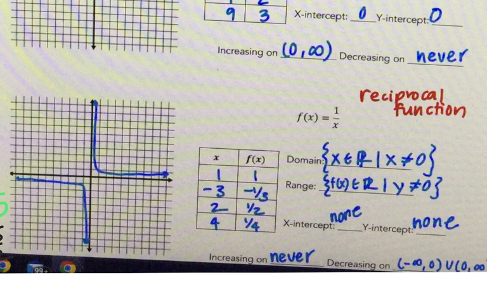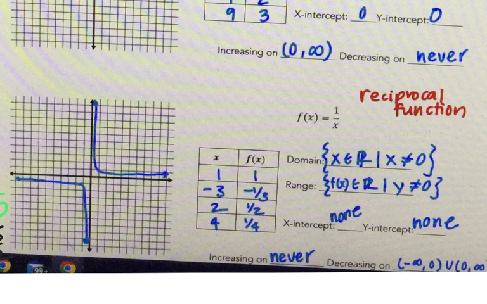Why is my domain not all real numbers? Am I taking the square root of a number? No. Could I divide by 0? I could. I could have that issue because I have a fraction. So how can I make sure I don't divide by 0? What's in the denominator cannot be 0. If what's in the denominator is 0, it breaks.